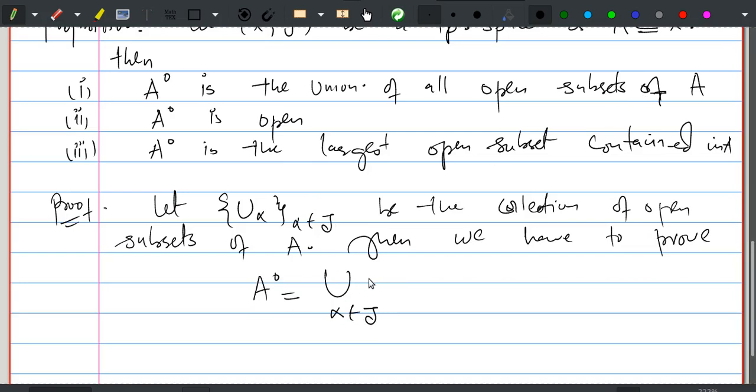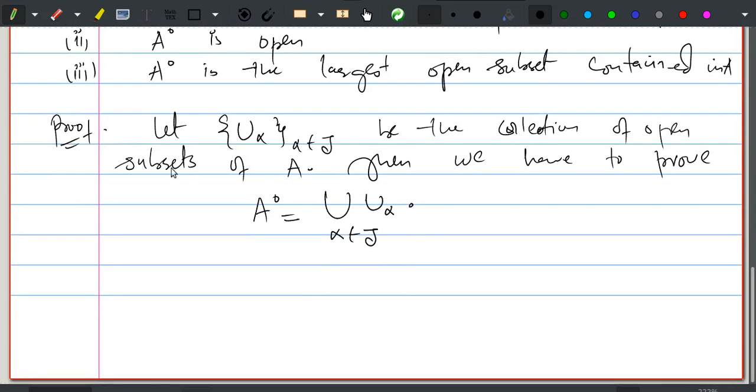So let us suppose this is U alpha here. So this is obviously a trivial one. To prove this, we will first show that this is contained there and this is contained there. So for the first inclusion, let x be any point in the interior. That means x is an interior point of A, then by definition A is a neighborhood of x.